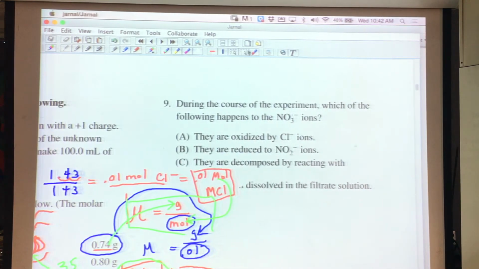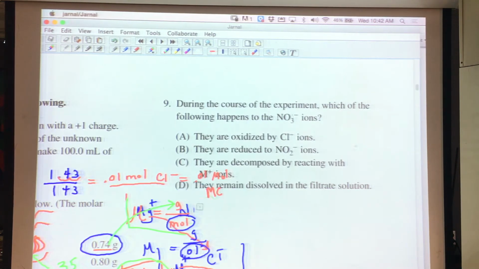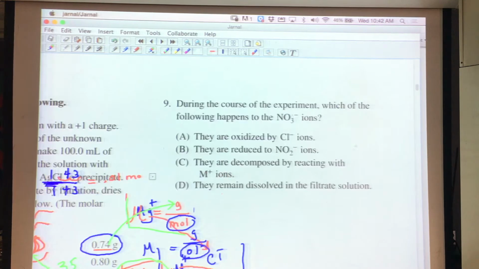Number 9. Okay. Taking forever to go through these, but I hope you're picking up the concepts here. During the course of the experiment, my computer is lagging. Okay, number 9.